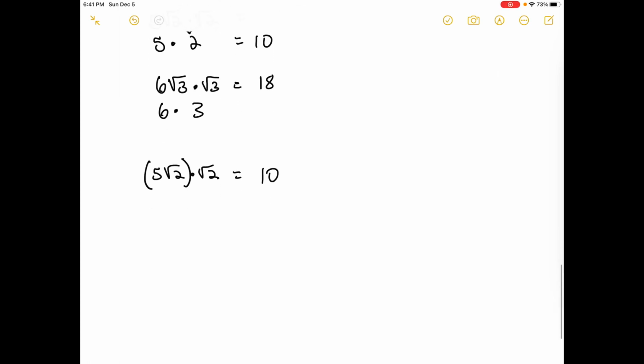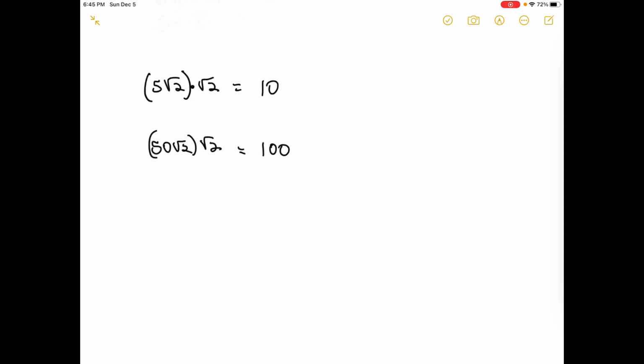Or what if my hypotenuse was 100? How would we figure out the legs of a 45, 45, 90? Well, let's use the same principle. I know root 2 times root 2 is 2, times 50. So 50 root 2 times root 2. So my legs on a 45, 45, 90 would be 50 root 2.